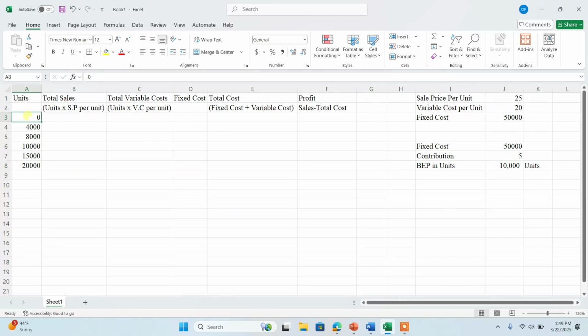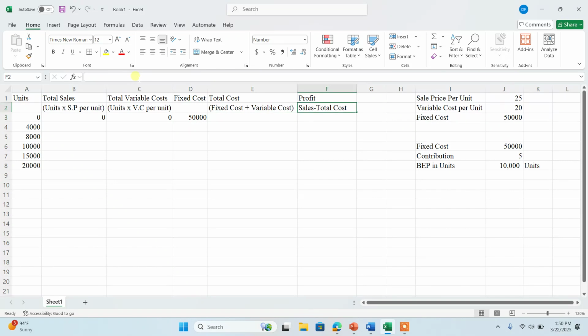Let's check it. For example, if I'm producing 0 units, what is the sale price? The sale price is 25. So on 0 units, my total sales will be, of course, 0. If I'm producing 0 units, my variable cost depends on the number of units I produced, so number of units multiplied by variable cost per unit. My total variable cost is 0 because I produced nothing. Fixed cost is 50,000, which is independent of producing any units. Either you produce 0 units or 100 units, fixed cost remains the same.